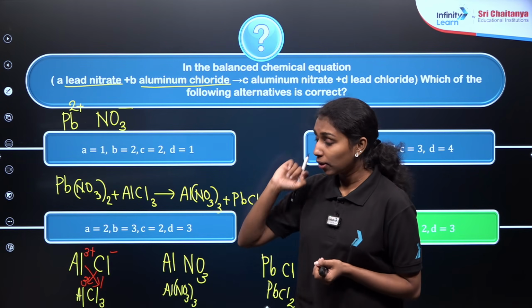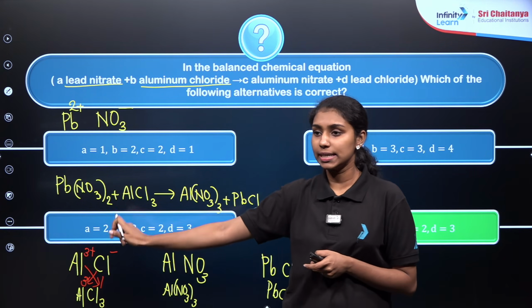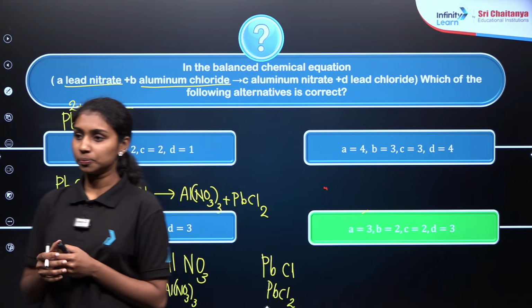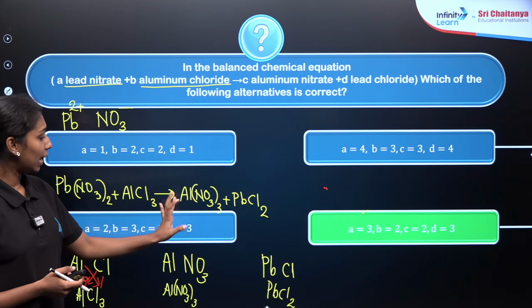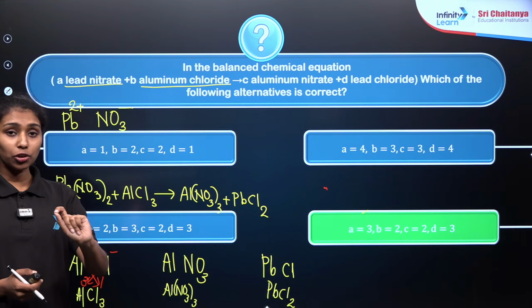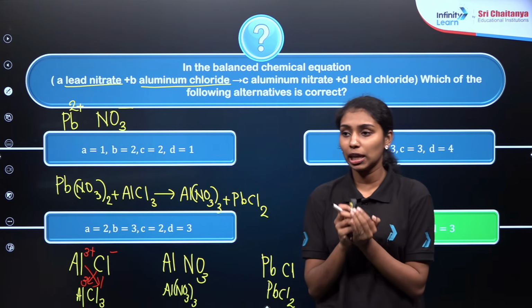And Hardik, there is a small correction in your equation. It is PbNO3 twice, not PbNO3 itself. Okay, I hope you understand. So this is the skeletal equation: PbNO3 twice plus AlCl3 gives AlNO3 twice plus PbCl2. Now we need to balance the atoms, or completely balance the chemical equation here.